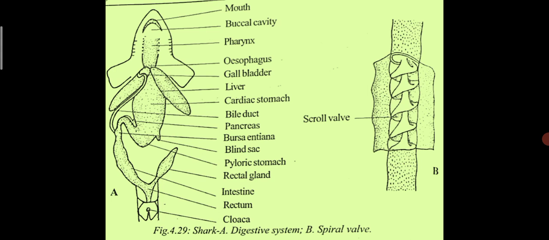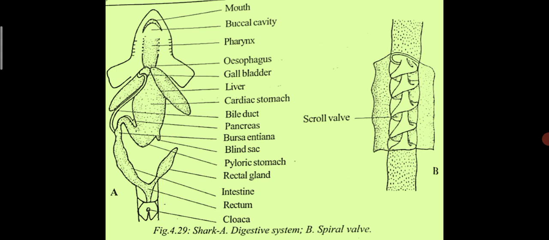The pancreas is located on the loop of the stomach. It is bilobed. The pancreatic duct arising from the pancreas opens into the intestine opposite to the bile duct. That is what you are seeing in the pancreas.